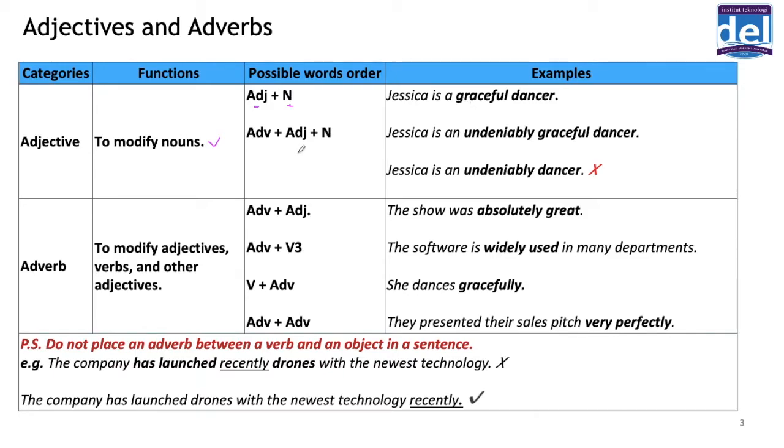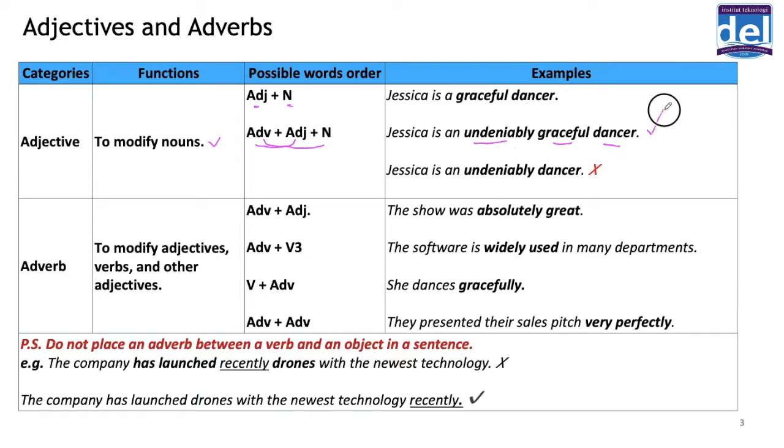It is also possible to see this word order: adverb, adjective, noun. For example, Jessica is an undeniably graceful dancer. It is possible to have a sentence like this. Or in a common way, we say, Jessica is a very graceful dancer. Very is one example of an adverb as well.